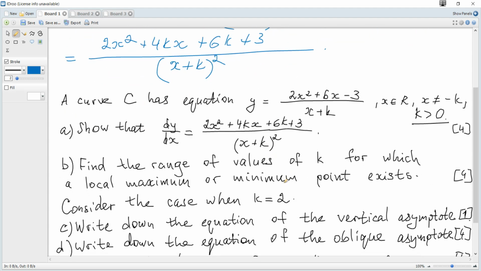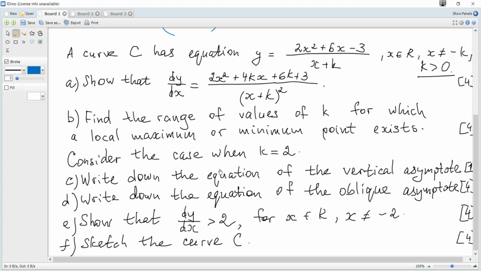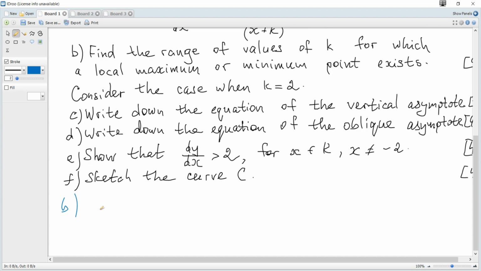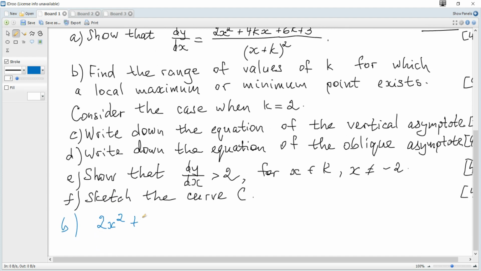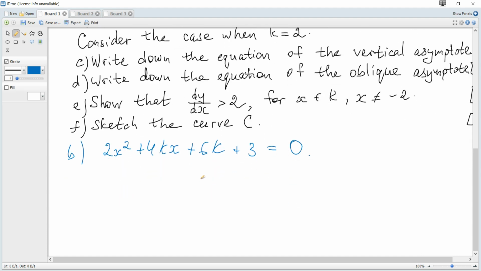Next, find the range of values of k for which a local maximum or minimum point exists. When we want to find a local minimum or maximum, we consider the derivative equal to 0, and for at least one such point to exist, there must be at least one solution. The derivative is a fraction, and it can be equal to 0 when the numerator is equal to 0. Hence, we consider the numerator: 2x squared plus 4kx plus 6k plus 3 should be equal to 0, and there must be at least one solution.